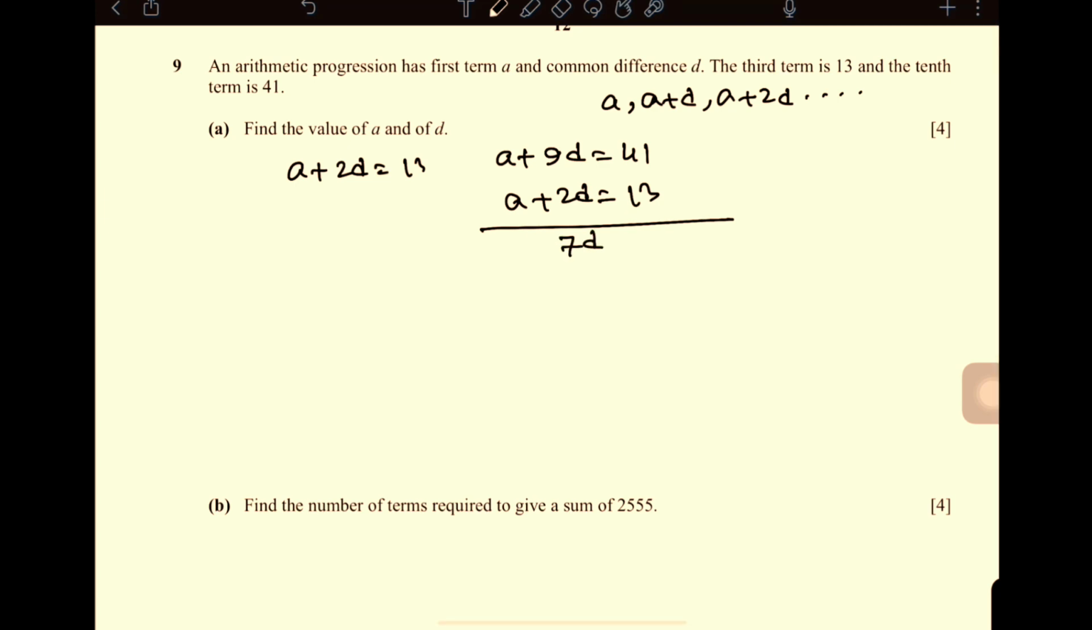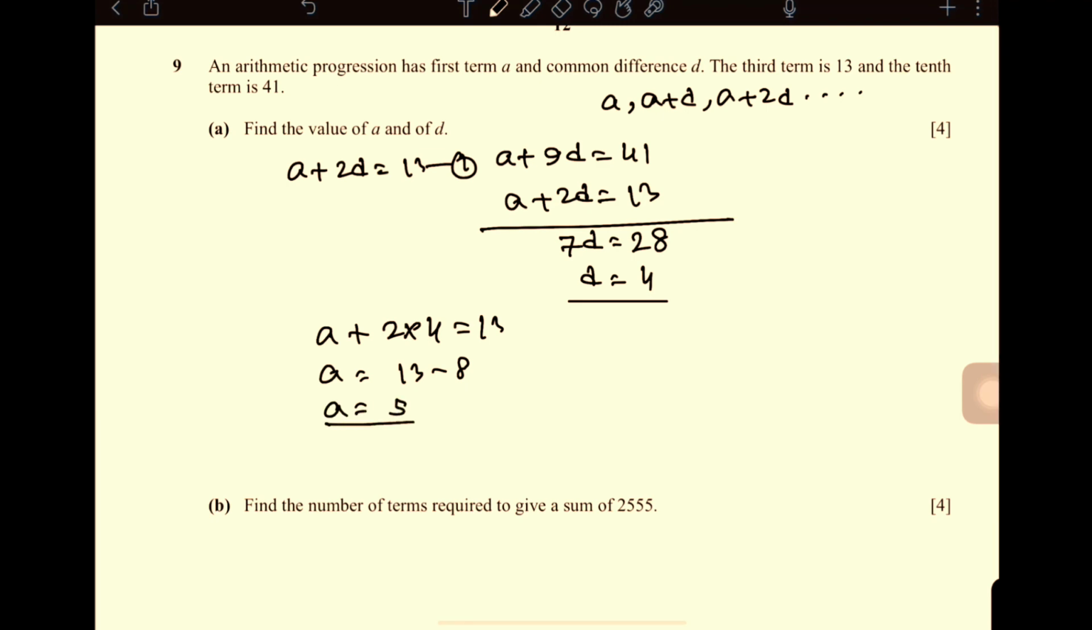Then subtract this: 7d equals 41 minus 13, that is 28. So d equals 4. Now substituting this d in equation number 1. So a plus 2 times 4 equals 13. So a equals 13 minus 8 equals 5. Okay. Now find the number of terms required to give the sum 2555.